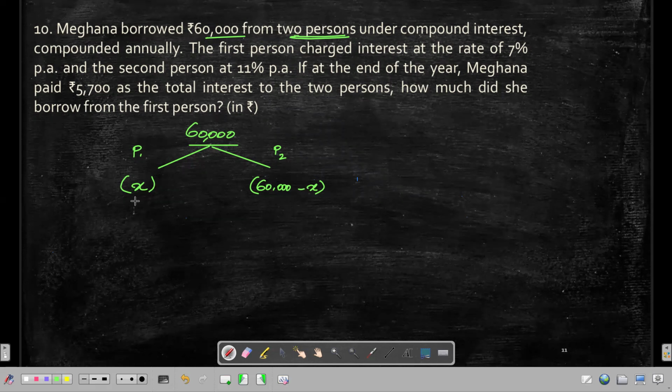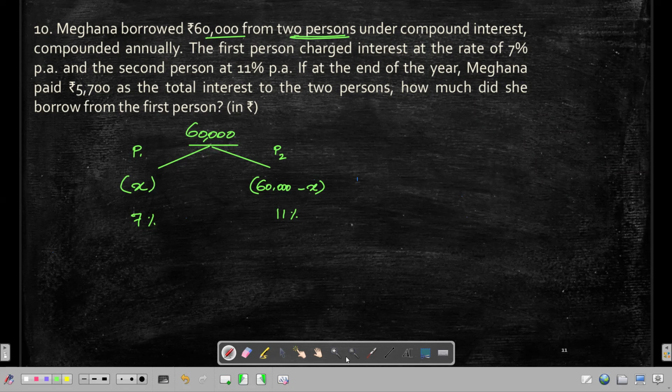Person 1, the rate of interest is 7% per annum. Person 2, the rate of interest is 11% per annum. The number of years we are considering is 1. For the first year, both the simple interest and compound interest are one and the same, because the principal changes only at the end of every year.